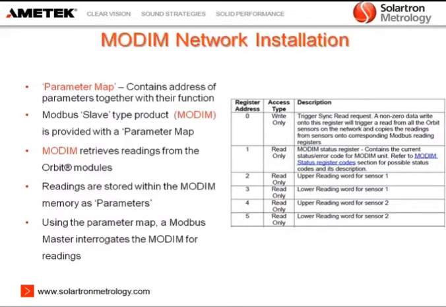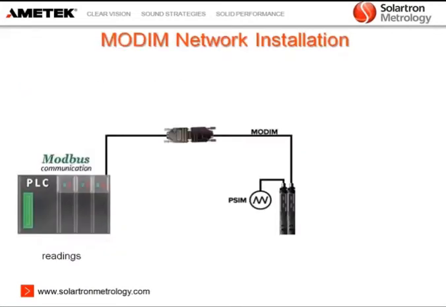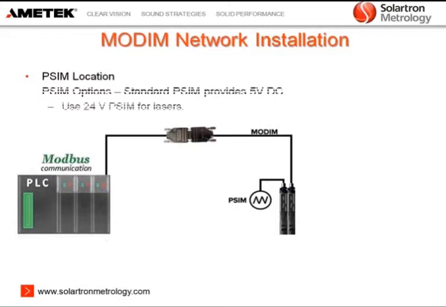So how do you install a MODIM network? First thing, you need a PC or a PLC. And then you need to connect the MODIM to the PLC via a 9-pin socket, a PSIM. The reason you need a PSIM is because the PLC can't power up the MODIM. You need an external power supply, which is 5 volt DC, to power the MODIM. And also, if you're using lasers on your network, you will need a 24 volt DC PSIM.